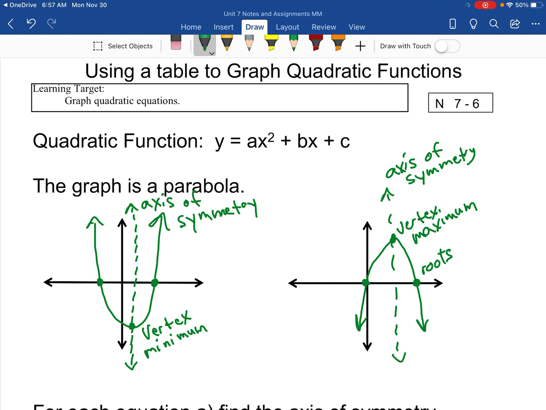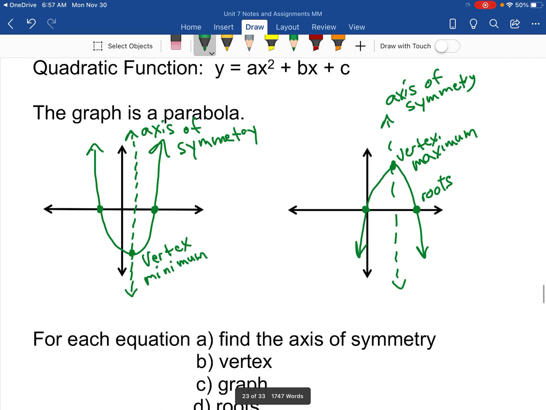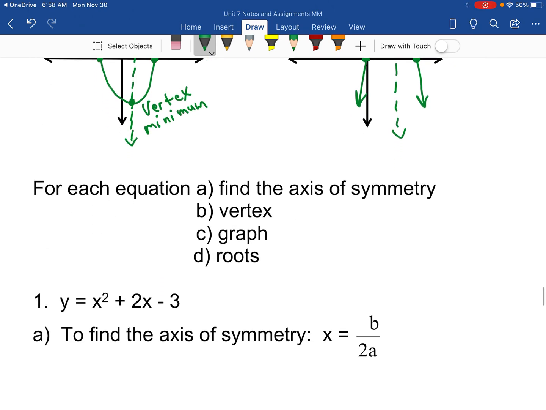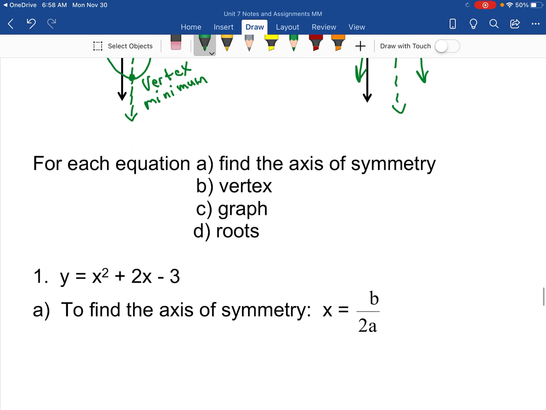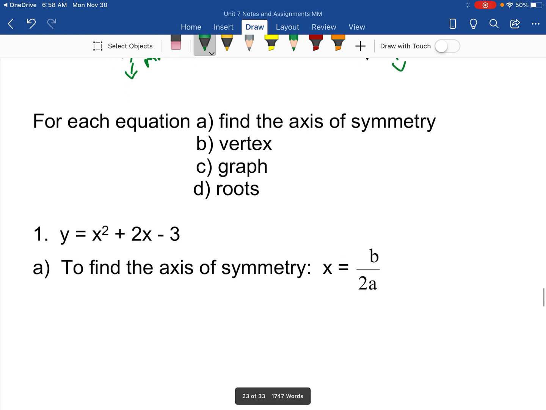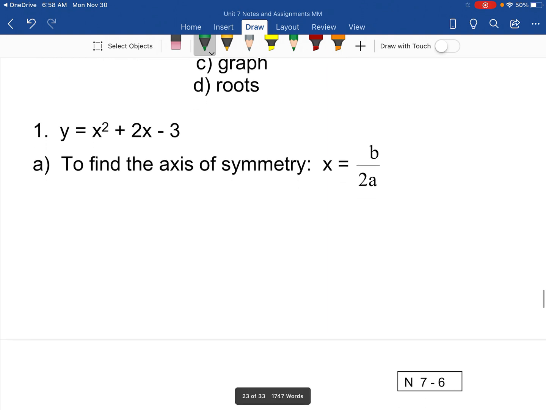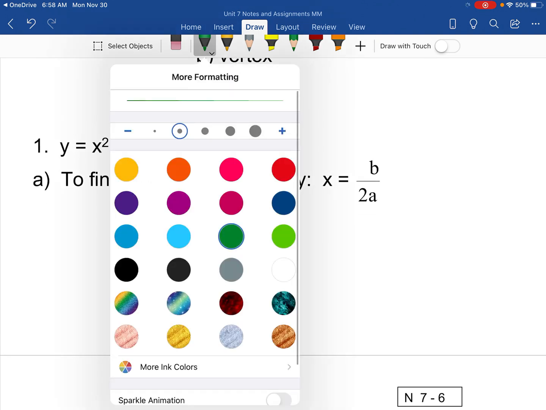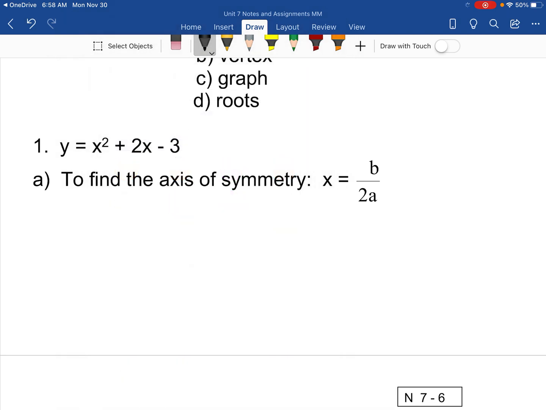I'm going to give you guys a very specific way to graph. Just learn the steps and be able to follow them. For each equation, find the axis of symmetry, then find the vertex, then graph, and then be able to identify the roots. So first, to find the axis of symmetry, it's a simple formula: x equals negative b over 2a.